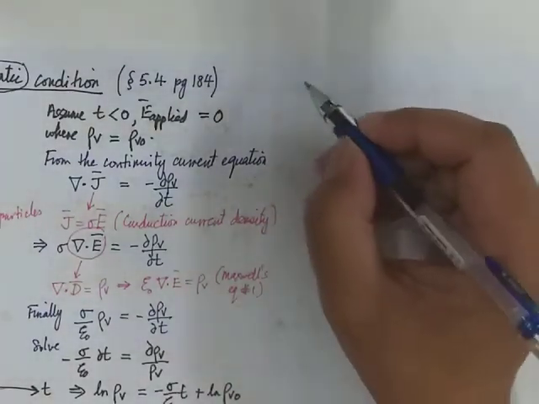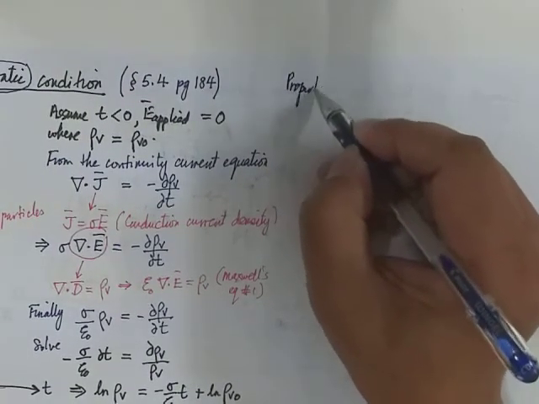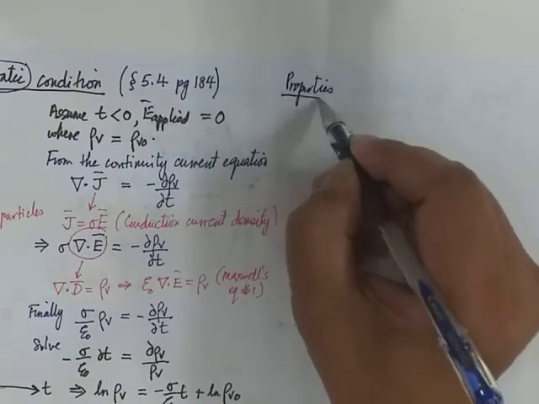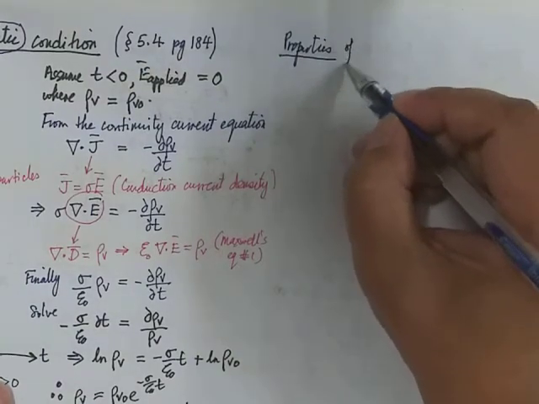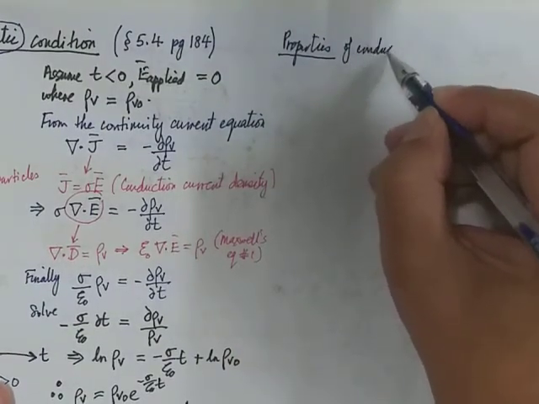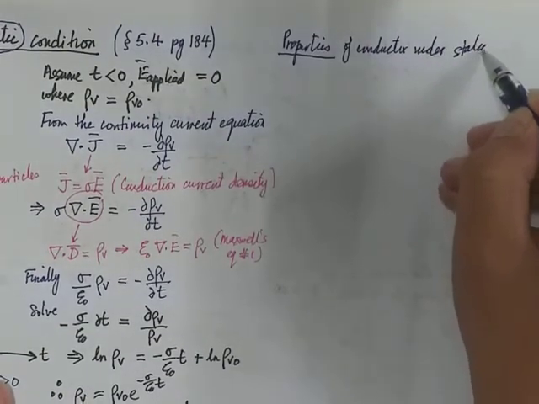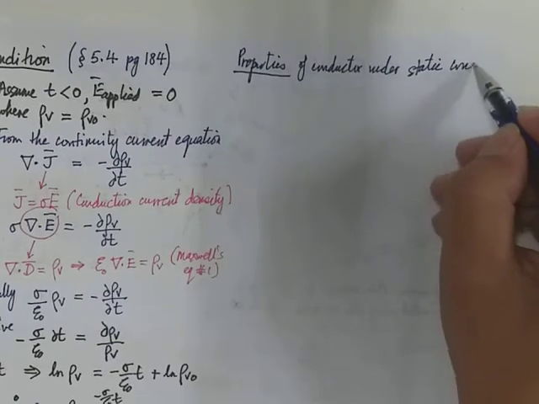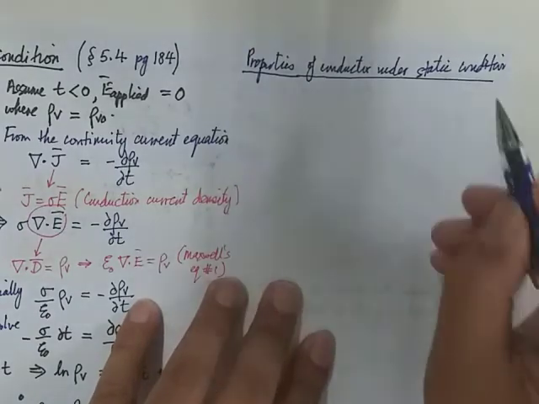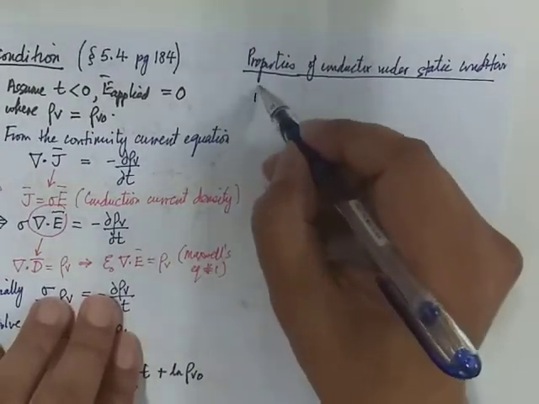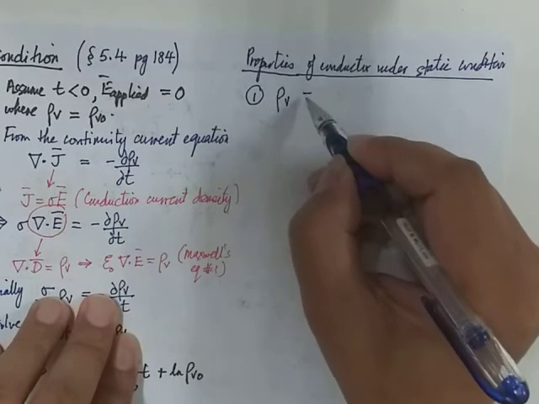Now I'm going to put forward the properties of a conductor under static condition. What should be the first thing that we observed just now? Good. The first thing that we observed is that rho v is equal to 0.